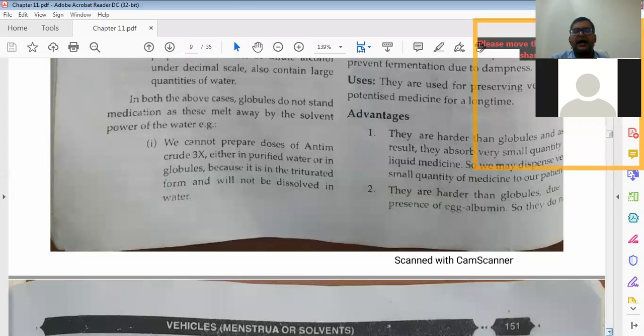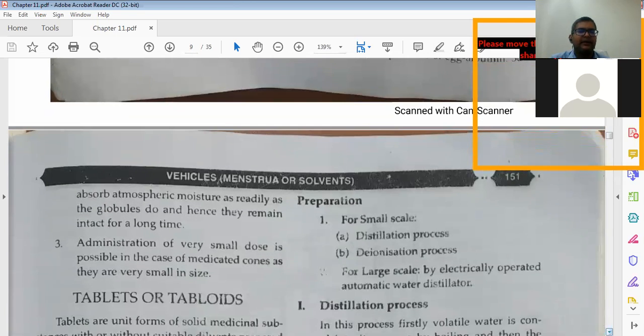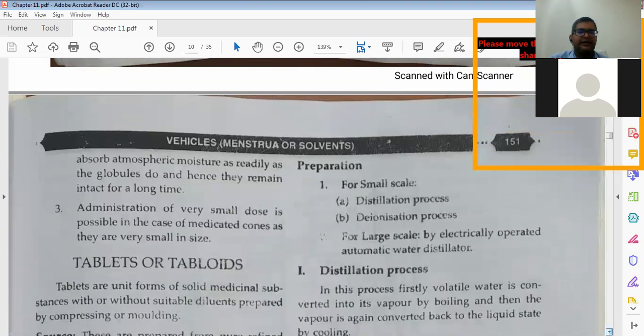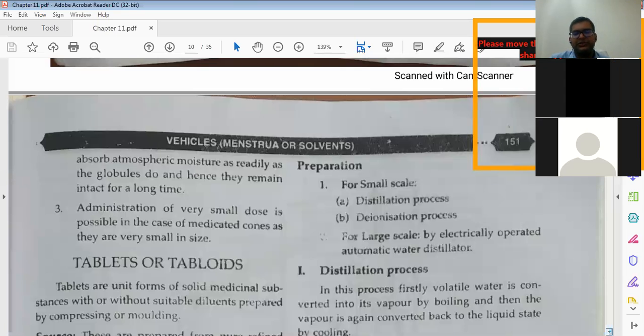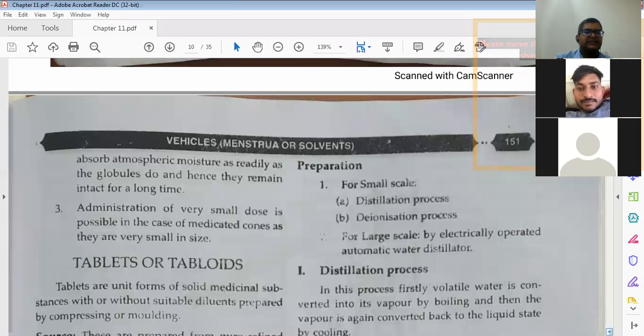Then advantage: these are harder than globules, because of egg albumin. Also, administration of very small doses is possible in the case of medicated cones, as they are very small in size. So here we have seen the pellets, globules, and cones, and next is the tabloids.